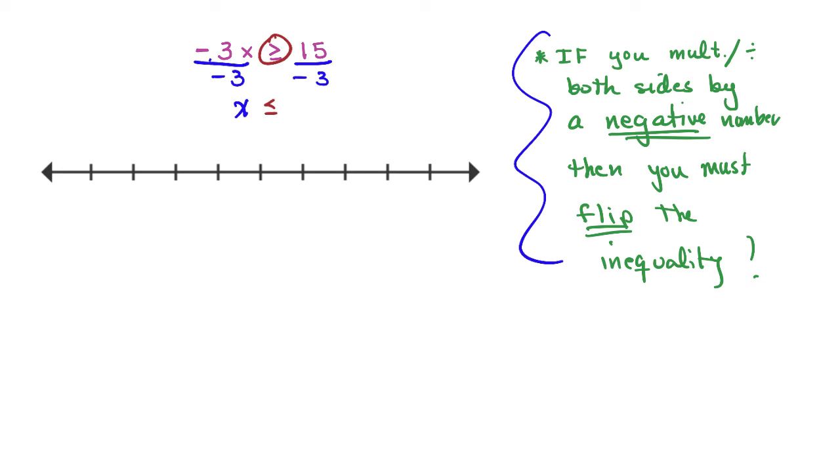So 15 divided by negative 3 is negative 5. So our solution set is all the x's that are less than or equal to negative 5. So I've marked my negative 5, then smaller numbers are to the left. I want to include negative 5 because it's less than or equal to, and those are all those solutions. So here I divided by a negative, I've got to flip that inequality.